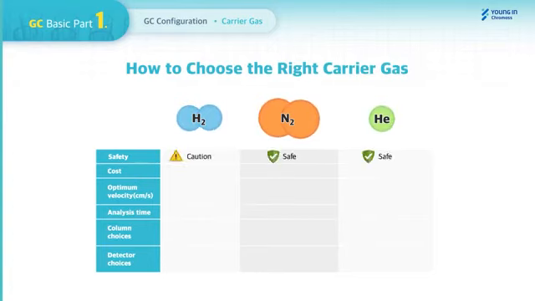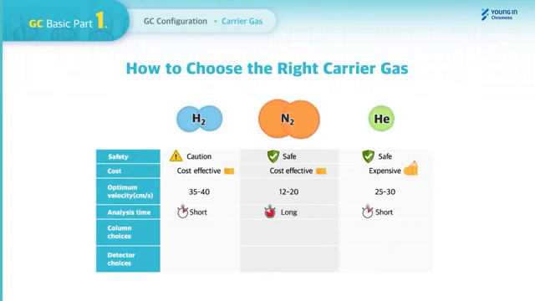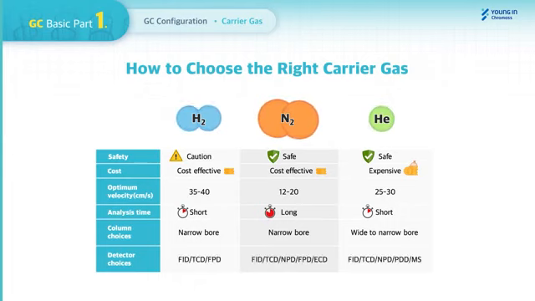Safety. Hydrogen is not safe due to a possibility of explosion, while the other two gases are relatively safe in use. Cost. Hydrogen and nitrogen are cost-effective, but helium is expensive. Optimum velocity. 35 to 40 centimeters per second is recommended to use in hydrogen, 25 to 30 centimeters per second for helium, but 12 to 20 centimeters per second is recommended to use for nitrogen, which means it has a longer analysis time than other gases. Column choices. Helium can have a wide range of column choices, from wide to narrow bore. Lastly, there are various detector choices by carrier gas as shown in the table.